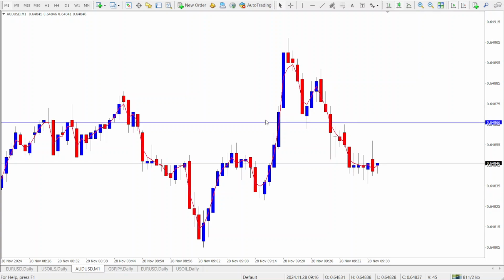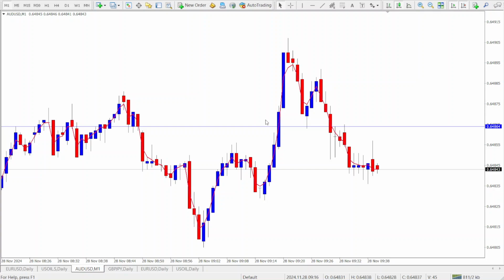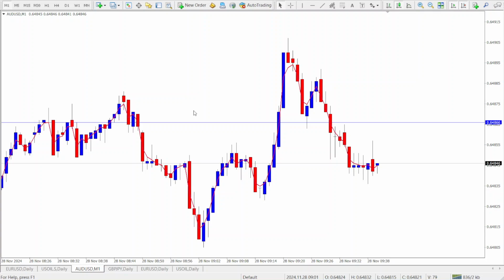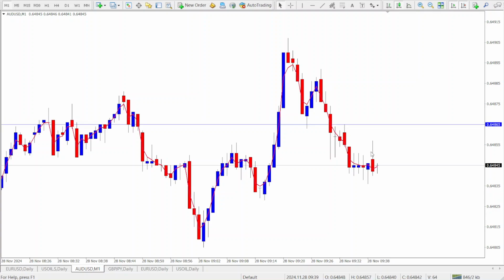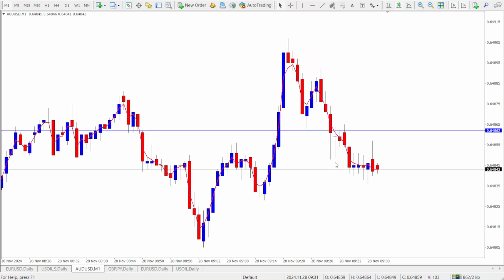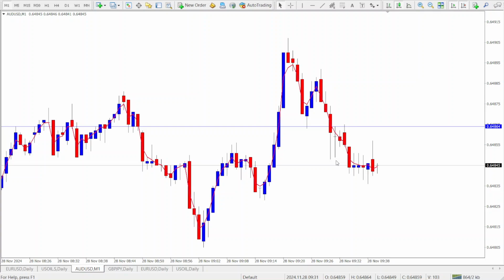So let's quickly break down how to calculate the moving average for any given period. You take the closing price of the last 2 candles, and you add them together, and then you divide by 2. It's as easy as that.